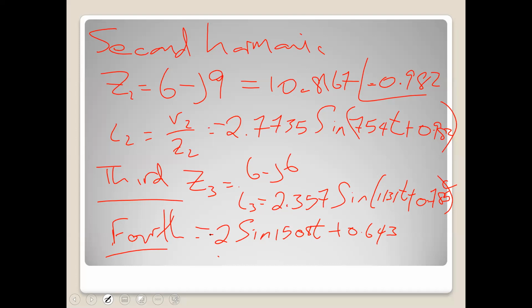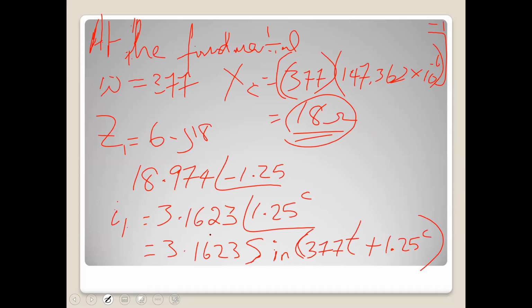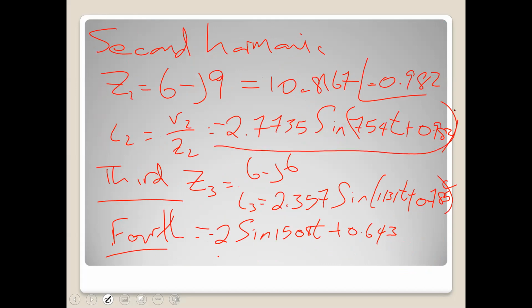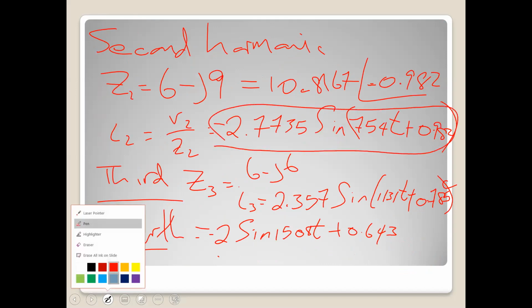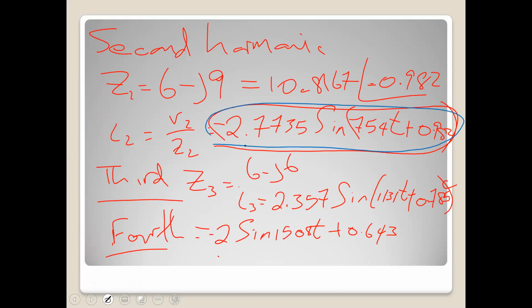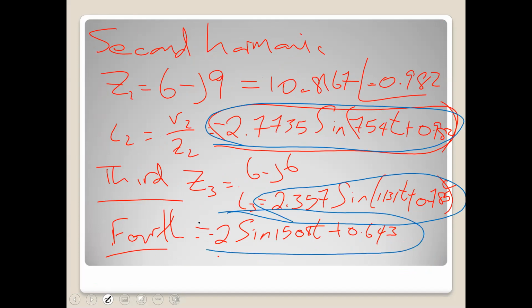So we can now put all these together and write the expression for the current. So the current expression, we start with the fundamental. Yes, so it would be I1. So you'll write this, then minus that. All right, let me use a different color here. Minus that, plus this, and then minus that. So that's the Fourier expression for the current.